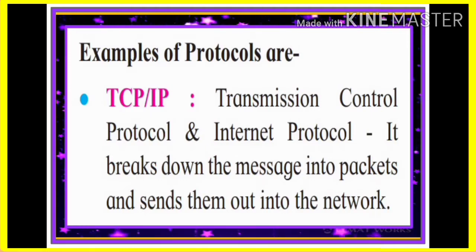Let's see the examples of protocols. First, TCP/IP, Transmission Control Protocol and Internet Protocol. As we discussed in our previous part, TCP/IP was developed in 1973 by the scientists Robert Kahn and Vinton Cerf. TCP/IP breaks down the message into packets and sends them out into the network. So, when you send any information over the network, TCP/IP divides it into packets and then sends it into the network. TCP/IP is the main protocol, and because of TCP/IP it is possible to transmit data between multiple networks.